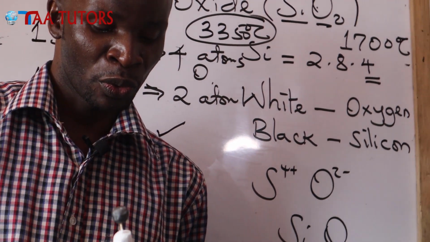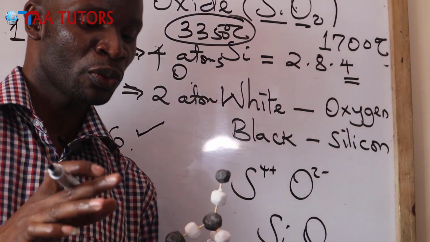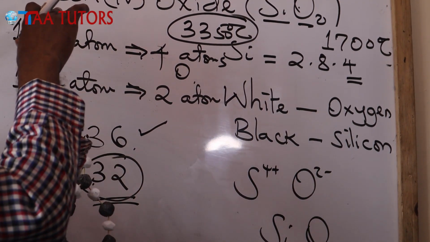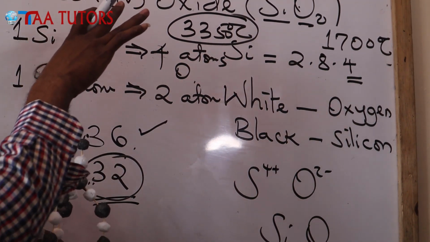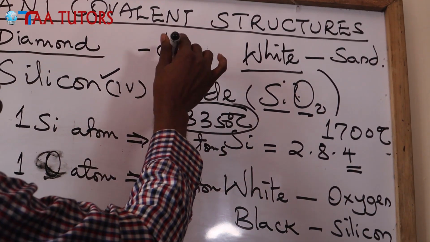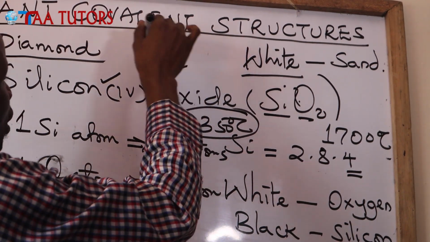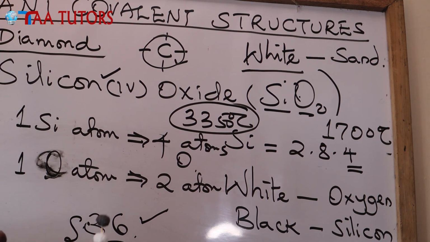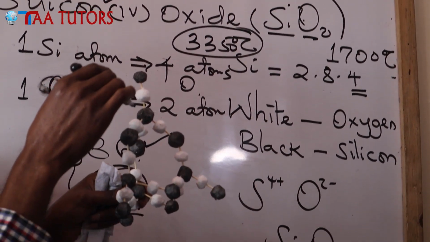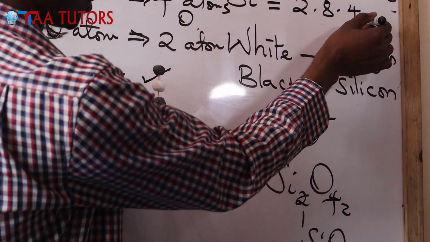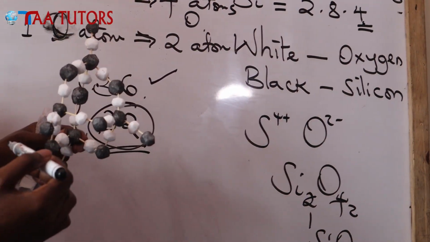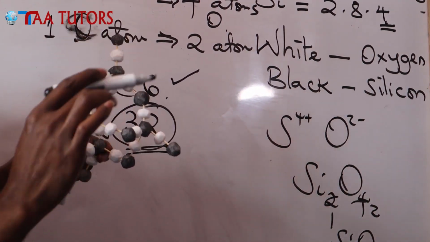Before I move to graphite, I want to also emphasize that diamond does not conduct electricity. Diamond does not conduct electricity because for every one of these 4 bonds here, they are all taken. So there are no delocalized electrons available to conduct electricity. The same applies to silicon oxide, because this silicon has 4 electrons in the outer energy shell, and those 4 electrons are used in bonding the 4 oxygen atoms. So for the silicon atom, there are no delocalized electrons.